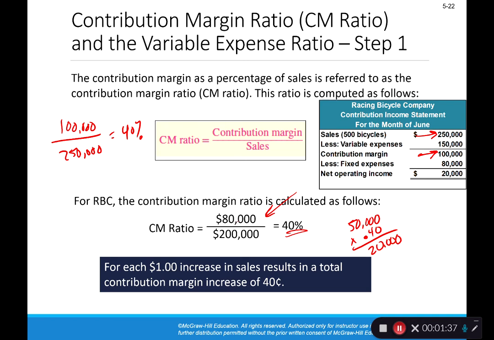And look, 80,000 was the CM at break even, and when we sold 500 bikes, or increased sales by 50,000, the CM went from 80 to 100, up by 20, and profit went from break even of 0 up by 20 to 20. So whatever happens to CM happens to our income. And the CM ratio can help us arrive at that impact quicker.